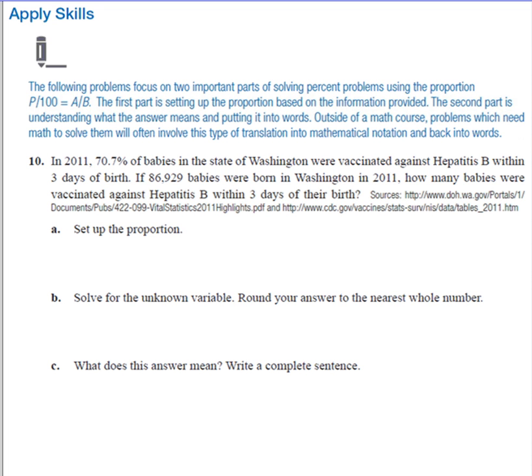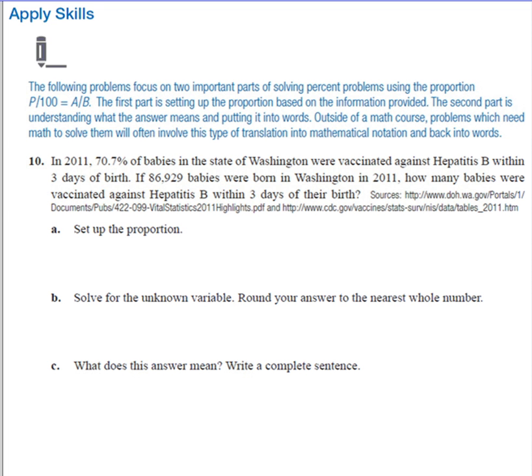Let's take a look at some story problems together. It says the following problems focus on two important parts of solving percent problems using the proportion P over 100 equals A over B. The first part is setting up the proportion based on the information provided. And the second part is understanding what the answer means and putting it into words.